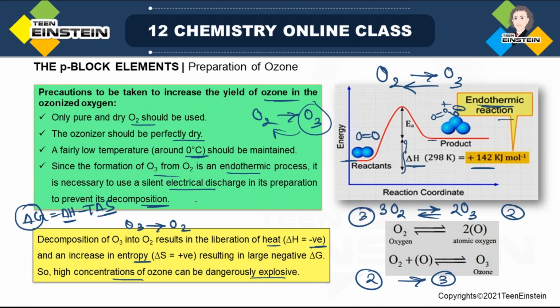So these are the reasons why silent electrical discharge is important, and these are the precautions that we have to take because this process is not a very facile process. It is a very difficult process. So that is why we have to take these precautions. Now we will end here. Some examples of chemical properties of O3 we will discuss in the next class.